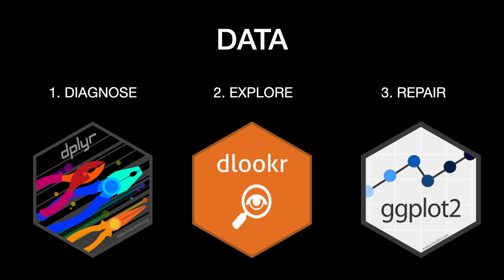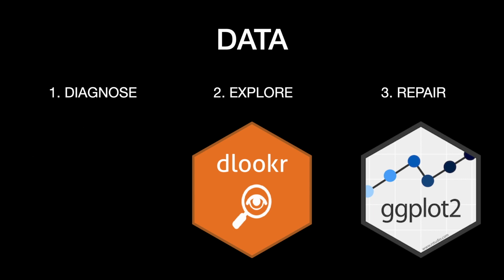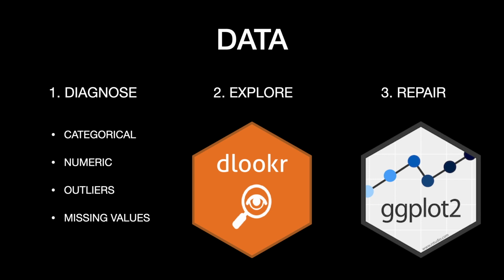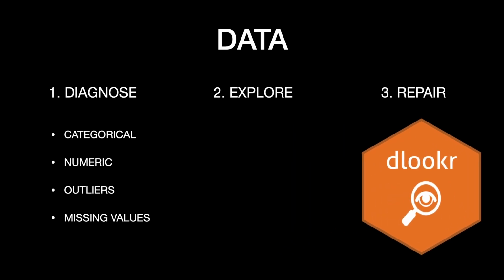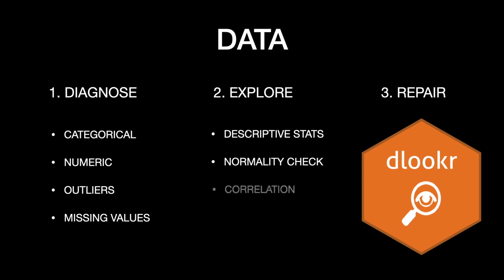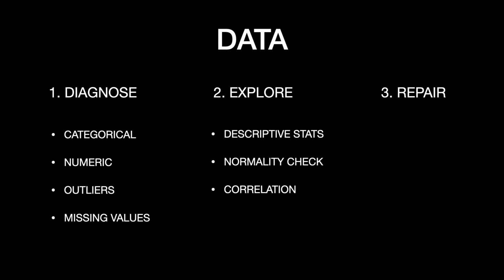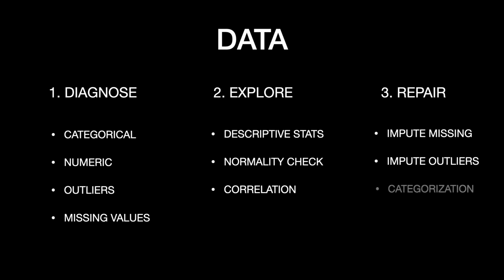Thus, in this video, we'll first diagnose the data. Particularly, we will diagnose categorical and numeric variables. We will have a deeper look at outliers and missing values. Then we'll explore our data. We'll calculate some descriptive statistics. We'll check normality and visualize normality distribution. And we'll have a look at the correlation. Finally, we will transform or repair our data by imputing missing values, imputing outliers, and by categorization of numerical variables with different methods. So let's get straight into it.